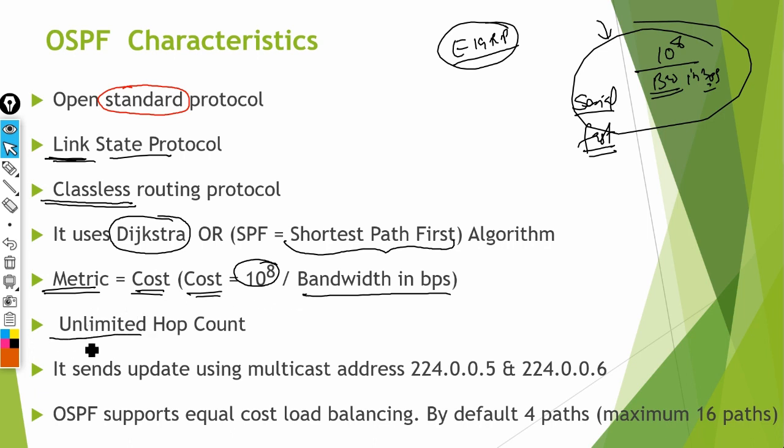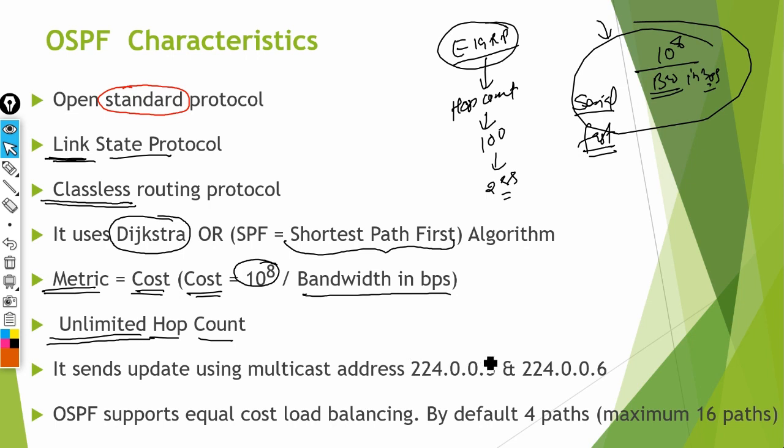It supports unlimited hop count. If you remember, in EIGRP we discussed that the hop count is 100 by default and you can increase it to a maximum of 255. But in OSPF it is unlimited hop count, no limits on this.